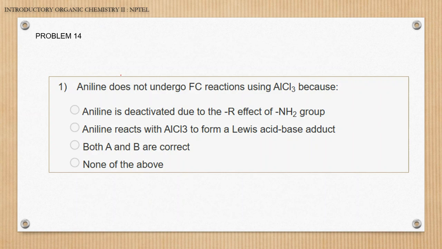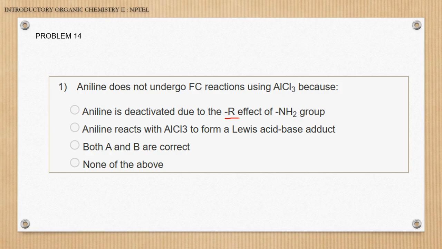Okay, so here aniline is not going to react in the Friedel-Crafts reaction with aluminum chloride. Option A is that aniline is deactivated due to the minus R effect of the amine. Option B is that aniline reacts with AlCl3 to form a Lewis acid base adduct. Option C is both A and B, and option D is none of the above. For option A, aniline is supposedly getting deactivated due to the minus R effect of the amine group. Does aniline have the minus R effect or the plus R effect? Can anyone tell me?